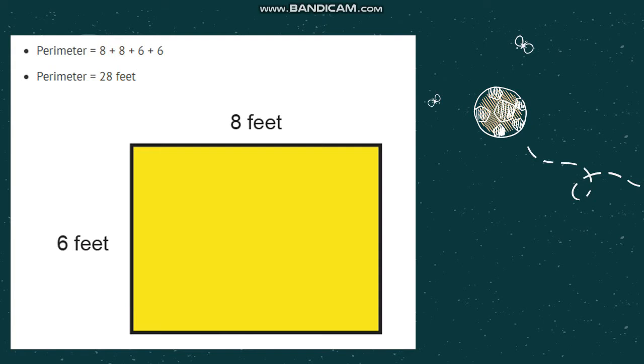Moving on to another example. This is a rectangle, right? The length is 6 feet, the breadth is 8 feet. You all know the opposite sides of the rectangle are equal. So if this side is 6 feet, this is also going to be 6 feet. So 6 plus 6 is 12, 12 plus 8 is 20, and 20 plus 8 is 28. So the perimeter of this rectangle is 28 feet.